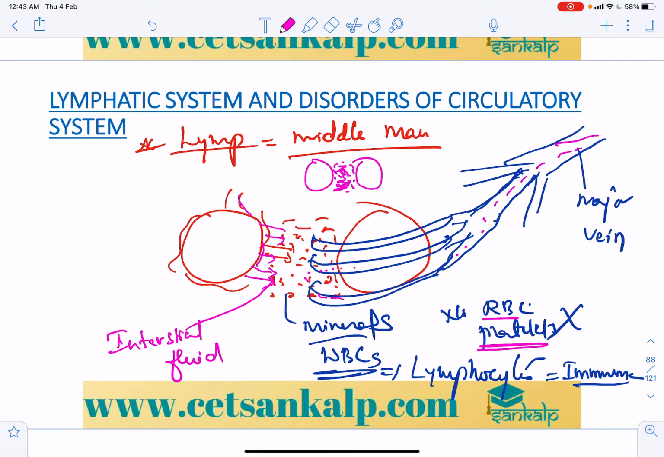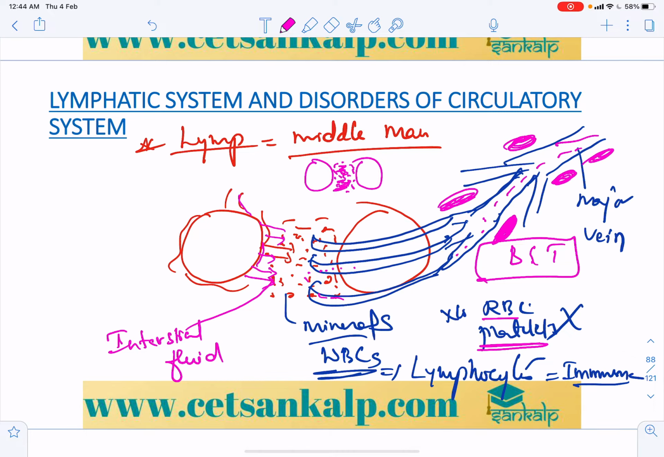So this is what exactly the lymph nodes are, located along the length of the lymphatic vessels. Here lymphatic vessels are there and lymph nodes will be there. These are oval in shape, and they mainly produce B and T lymphocytes. What is the role of lymph nodes? They produce B and T lymphocytes, which play a major role in immunity.